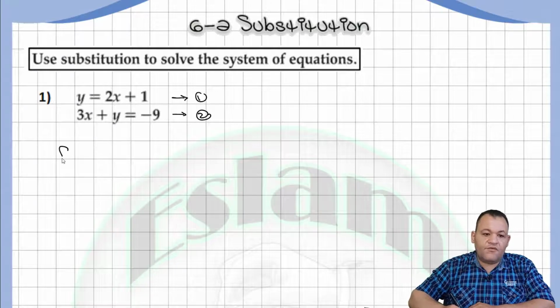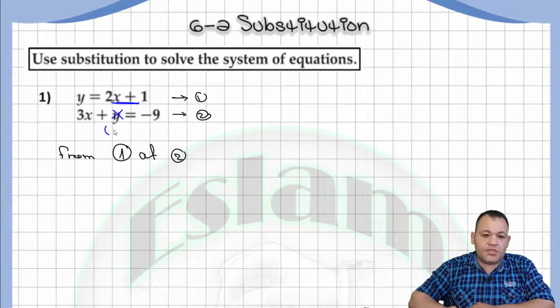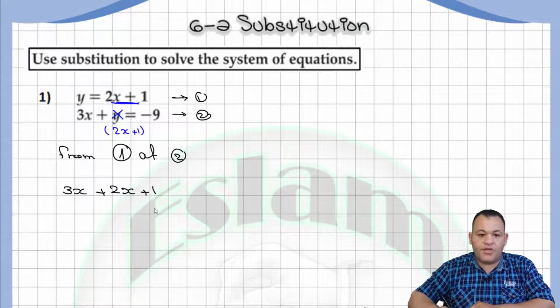So we can say from 1 to 2. What is the meaning of from 1 to 2? It means replace each y in the second equation with the value of y, which is 2x plus 1. That is the meaning of substitution. Now rewrite the equation. So it will be 3x plus, and instead of y, I will replace it with 2x plus 1, which we found from equation number 1, equals negative 9.